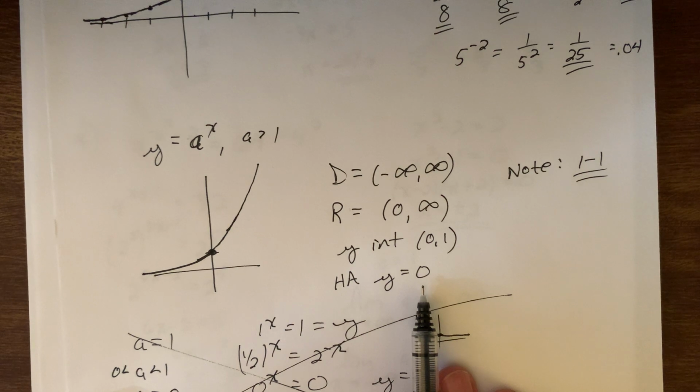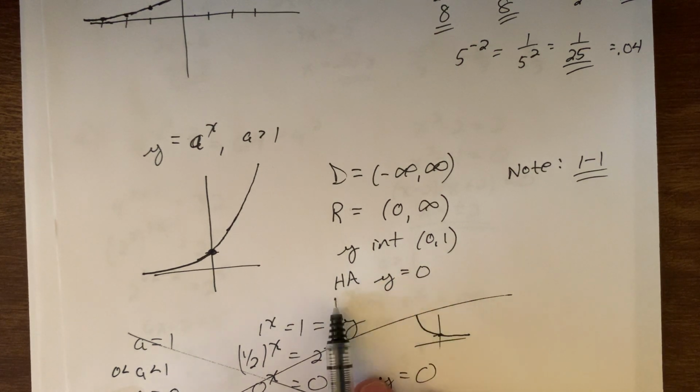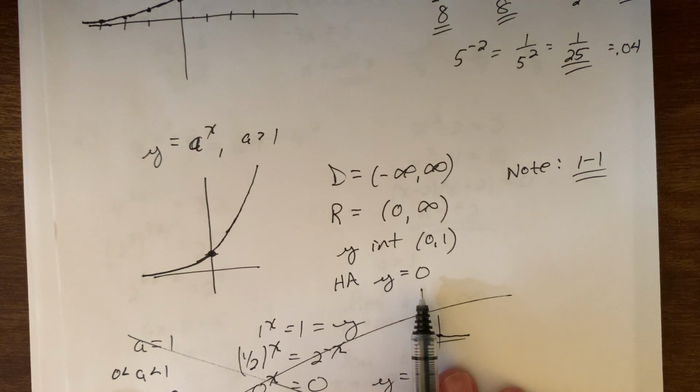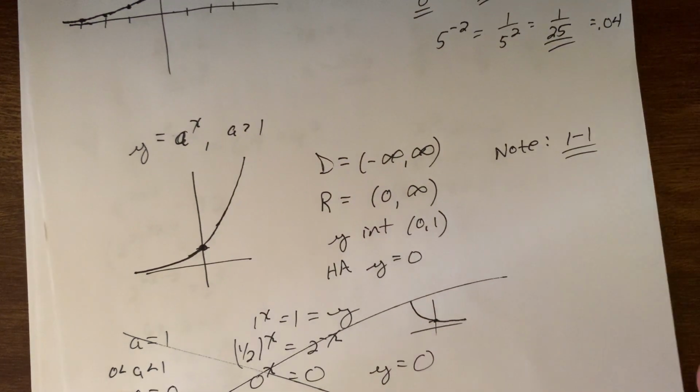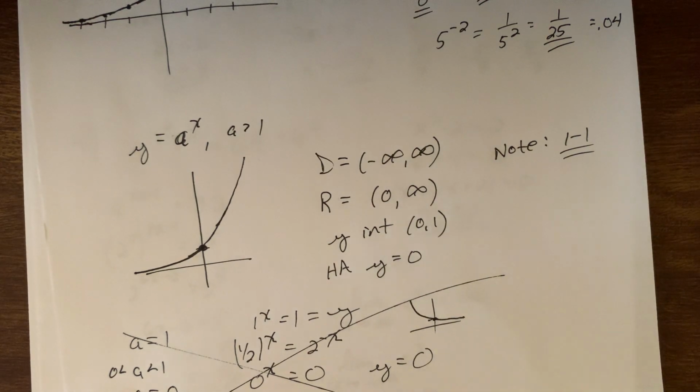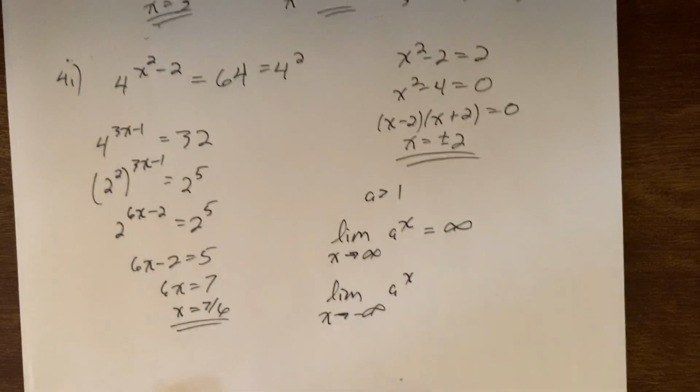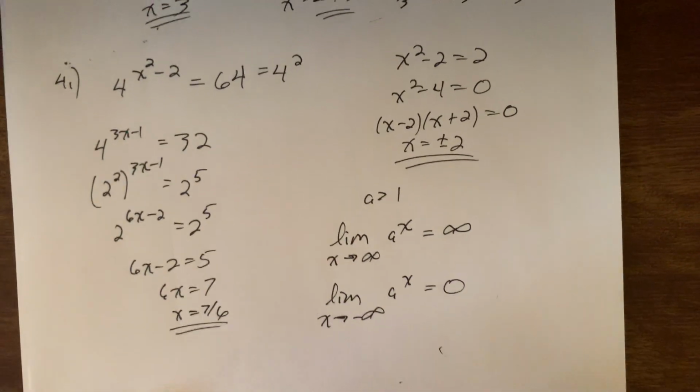Go back to Calc 1, we link that information together. You get a horizontal asymptote when one of your limits as x approaches infinity goes to some finite value. So that's what we're seeing right here, and that makes this limit equal to 0.